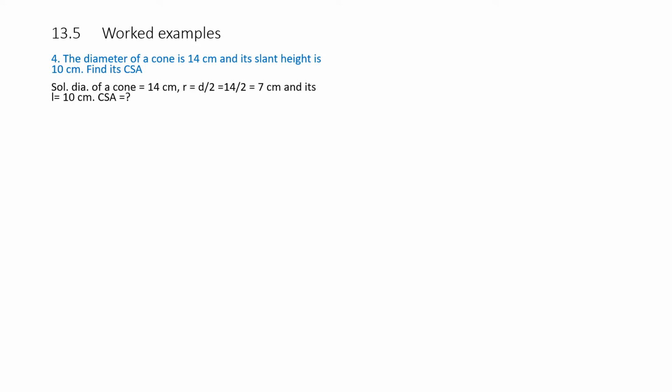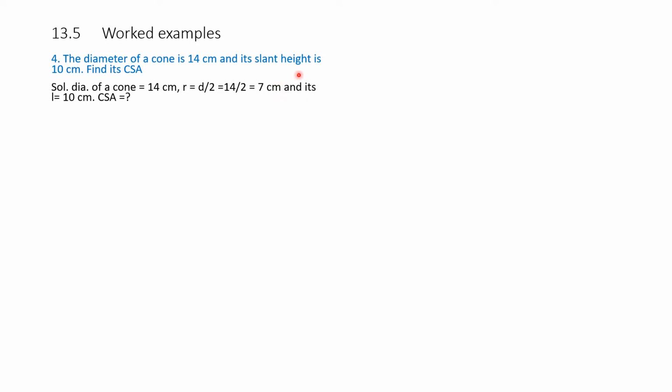So here the diameter is given as 14 centimeters. But in the formula, we have the radius. That is why we are supposed to calculate the radius. We know radius is equal to diameter by 2. That is, R is equal to D by 2, that is equal to 14 by 2, that is equal to 7 centimeters. Hence, the radius of the cone is 7 centimeters.